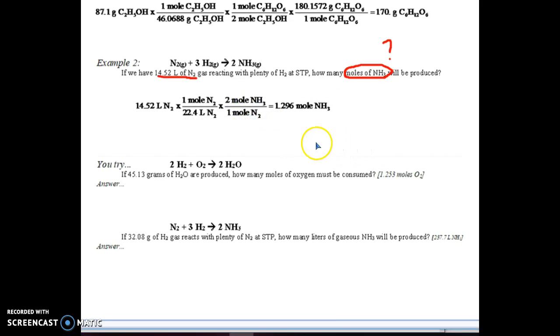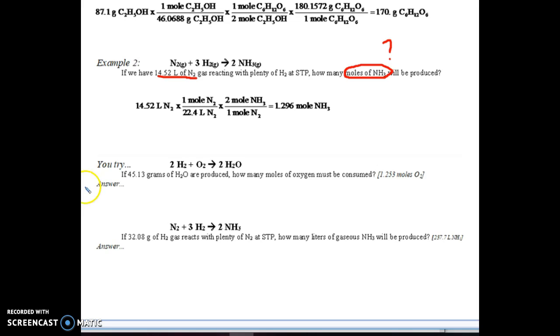Hopefully when you type it into your calculator and round it to 4 significant figures to match the quantity given in the problem, you get 1.296 moles of ammonia. And that's exactly what we were asked to solve for. Hopefully so far so good, but again, take a moment and check in with your partner and make sure you're both on track.